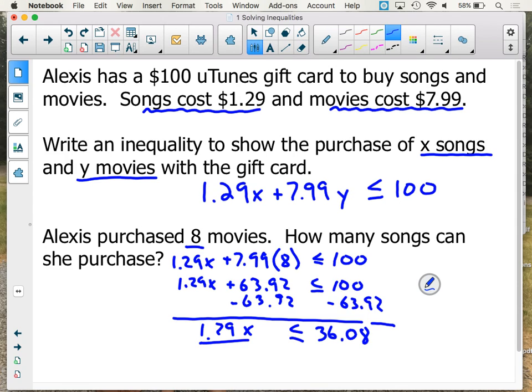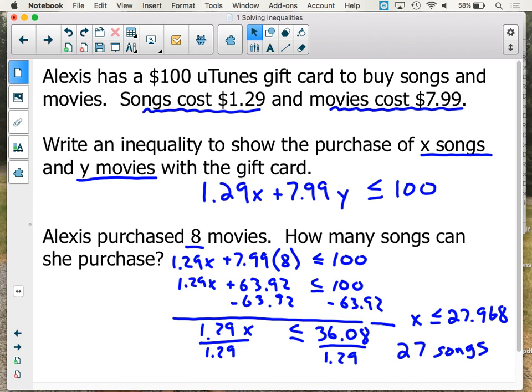When I divide both sides by $1.29, we've got to take a look to see what happens here. We get that X is less than or equal to about 27.968. So let's think about that number for a minute. What's the maximum number of songs she can purchase? She can purchase 27 whole songs, but she cannot purchase a 28th song. That decimal, even though it's 0.9, because the X represents whole numbers of songs, we have to say that she can only purchase up to 27 songs.